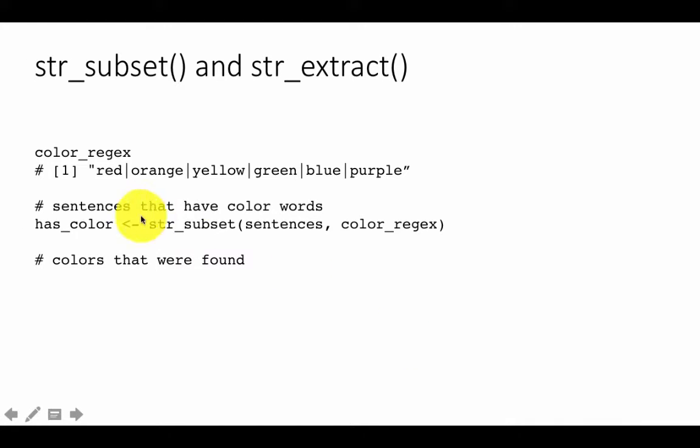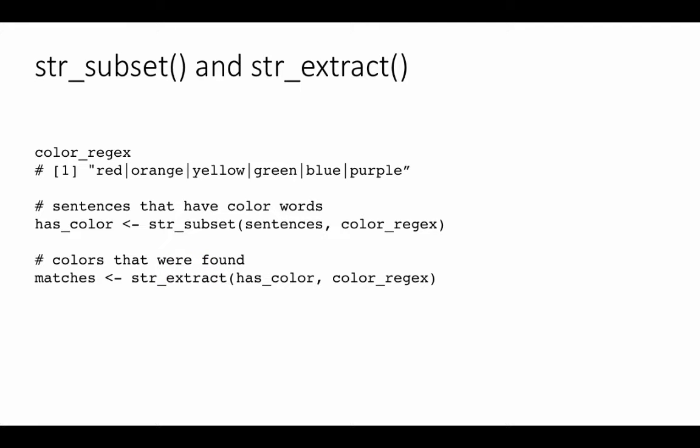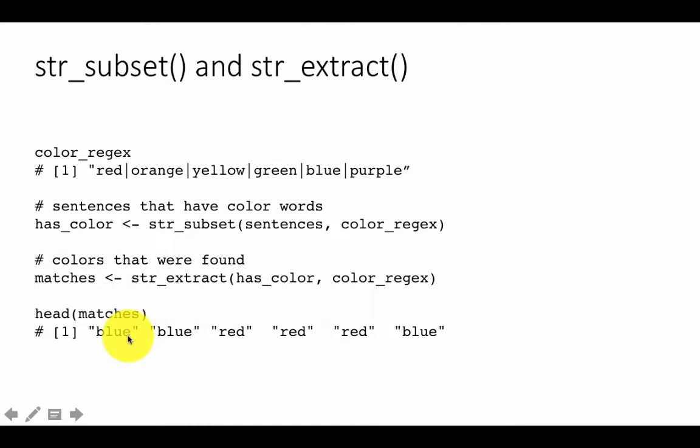And now we want to find out, from among has_color, because each of those has at least one of these colors, which of the colors were actually found. We can use str_extract, because str_extract allows us to extract the pattern that was actually matched. So we can simply use the color regex again: str_extract has_color, color regex. So matches will now contain only the matched pattern. If you do head of matches, you see that the first sentence contained blue, perhaps the second sentence contained blue, and so on.